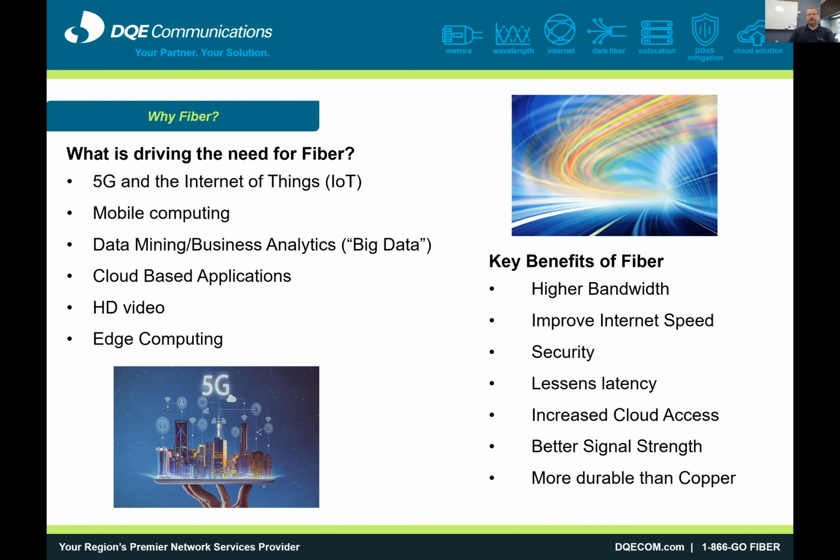And we touched on this a little bit already, but it's more durable than copper. The signal strength does not degrade as quickly over a distance. It will last up to 40 years, if not more. So fiber is made of glass, which we talked about, which is a tougher material compared to copper. It is also, in most cases, smaller and lighter in weight to install.